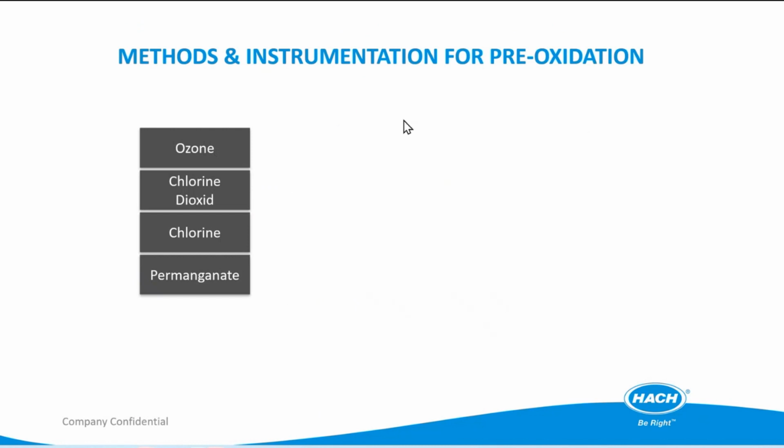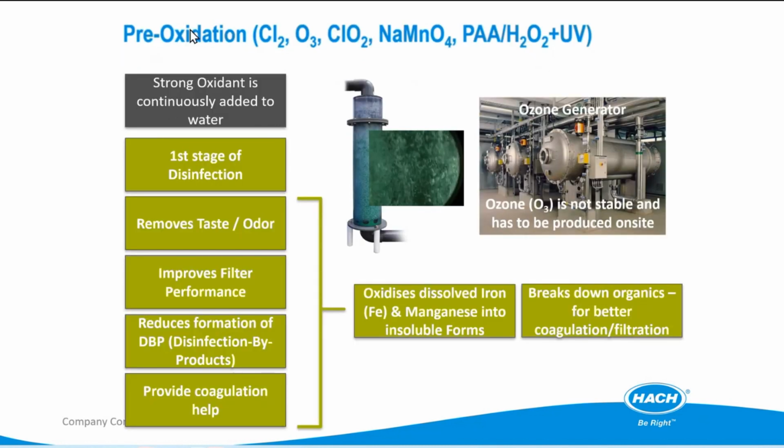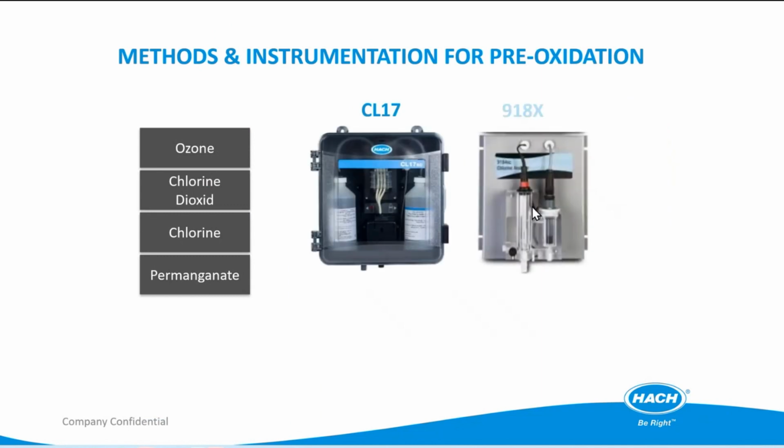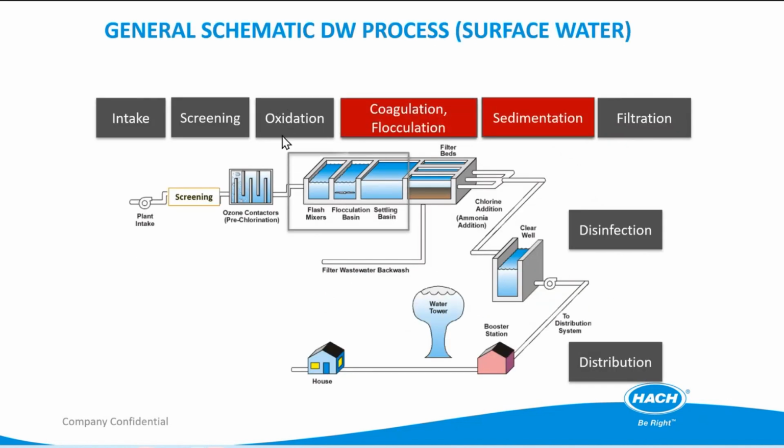Normally, I do not see pre-oxidation very often in drinking water plants, but some plants do have this process. We can use either chlorine or ozone. If you use chlorine, you will need to monitor the residual chlorine. So you can use either the CL 70s or the 91AX chlorine sensor. This one uses a sensor and this one uses an analyzer with reagent. Okay, that is for pre-oxidation.